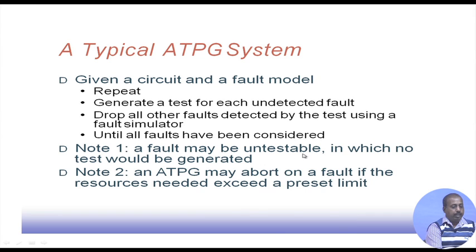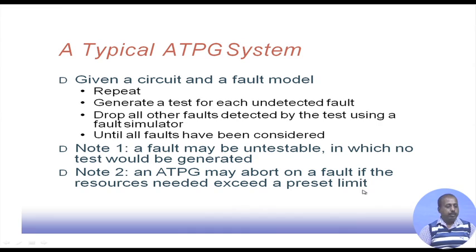Now, a fault may be untestable, in which case no test would be generated. If a fault is untestable due to some redundancy in the circuit, then that fault will not be detected by any test pattern. So, naturally that type of fault can be dropped from the set. If we can separate out these untestable faults from our test generation process, then the test generation process may be faster. Second case, an ATPG may abort on a fault if the resources needed exceed a preset limit.